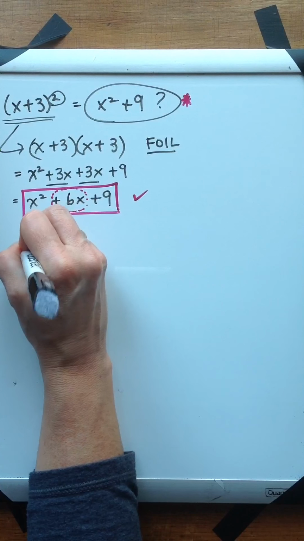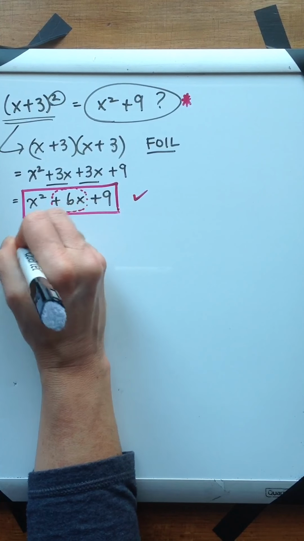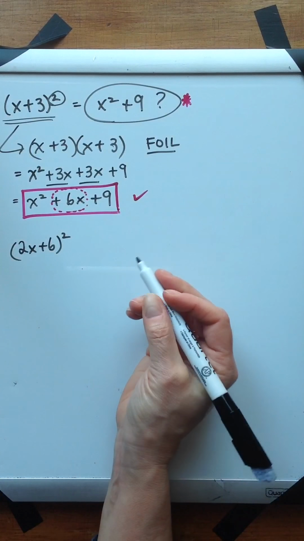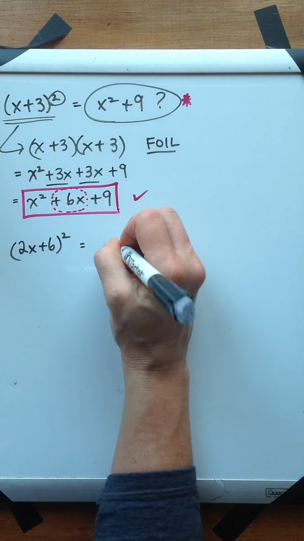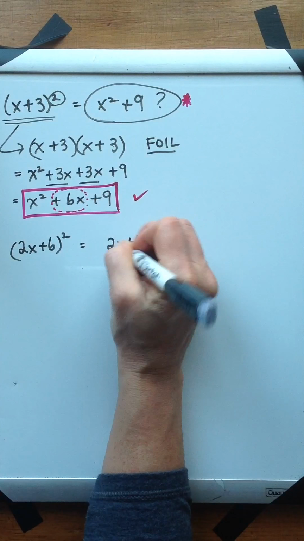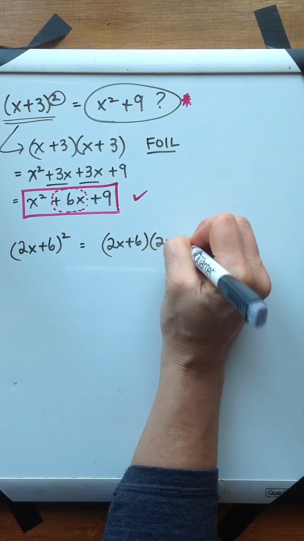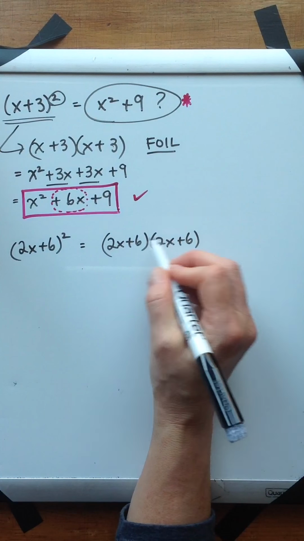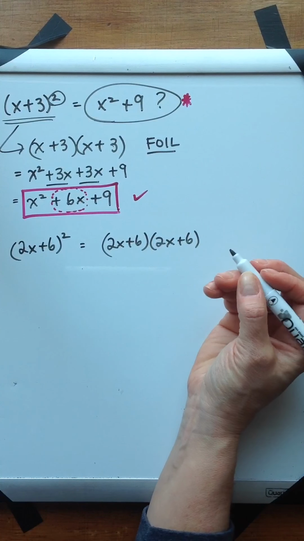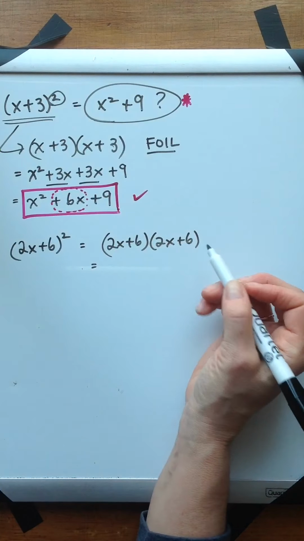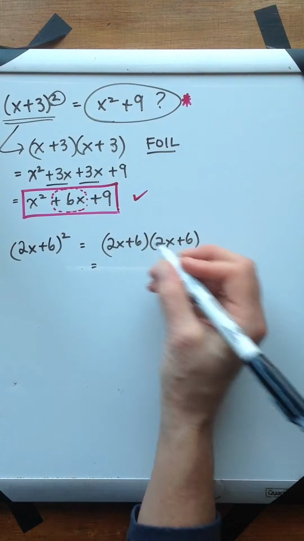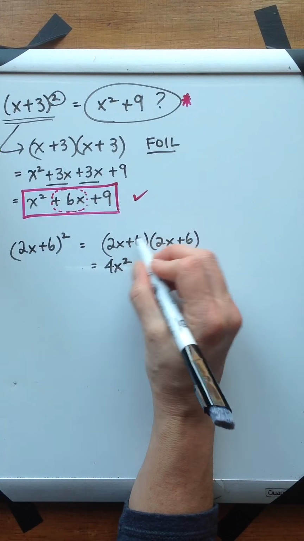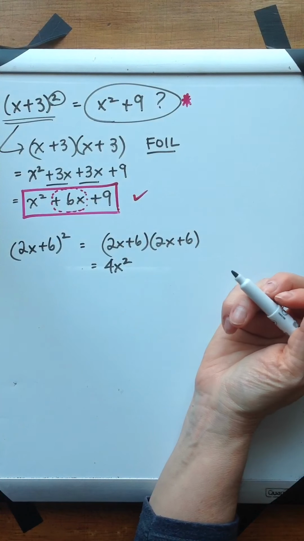Let's explore this again. Let's look at 2x plus 6 quantity squared. And again, we see that that actually means 2x plus 6 times 2x plus 6. And then we see a FOIL opportunity here because of the two binomials being multiplied by each other. So, let's multiply the firsts together. We get 4x squared. Let's multiply the outsides and the insides by each other.